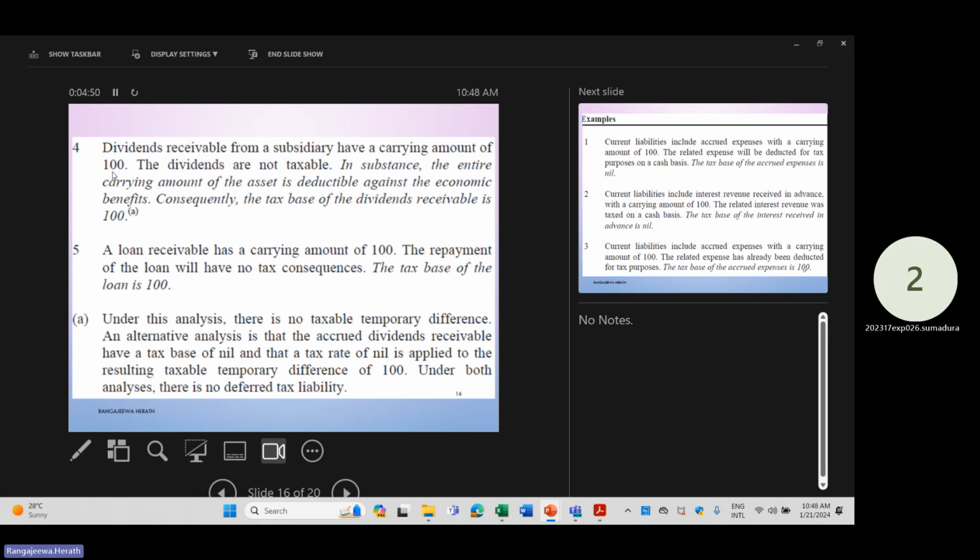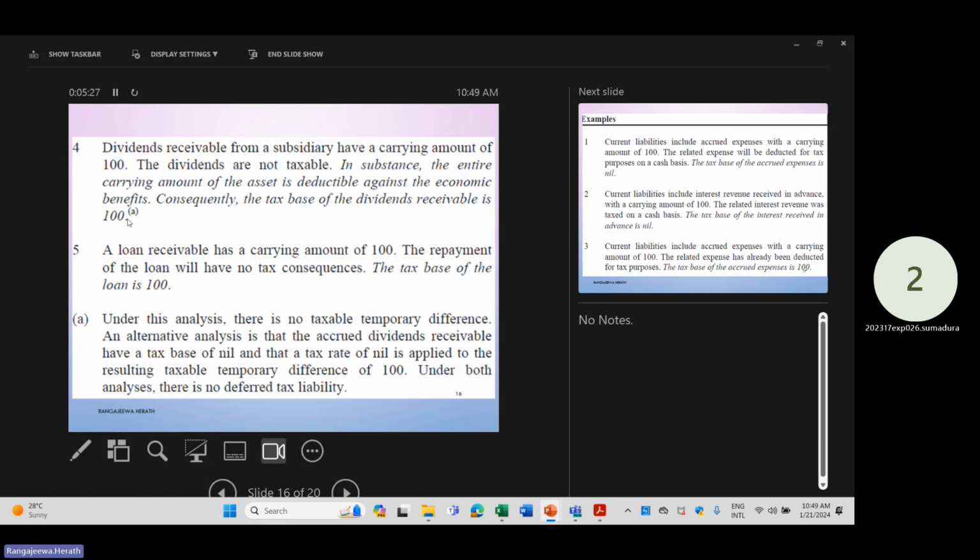Under the tax law, if you pass the double entry, since dividend income is not taxable, there is no such income for tax purposes. So you can't credit, you can't debit dividend receivable. In that approach, the tax base of dividend receivable is 0, nil. Then carrying amount 100, tax base 0. There's a 100 difference. But since the dividend is not taxable, you can apply a tax rate of 0. So there won't be a deferred tax liability or deferred tax asset, right?